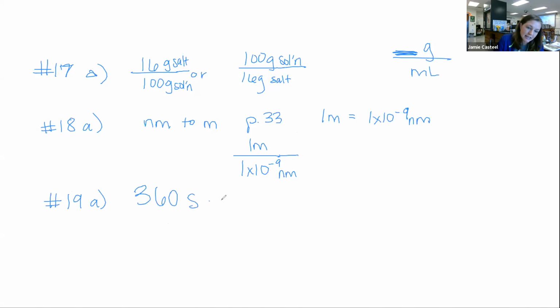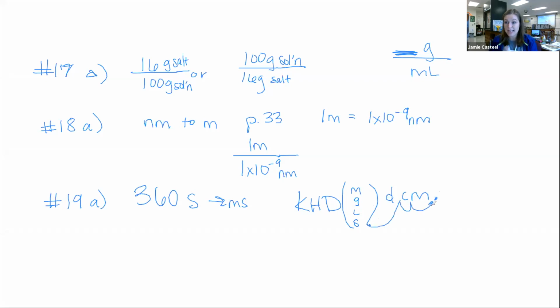360 seconds, and I got to go to milliseconds. Okay, so here we're going from seconds to milliseconds. So we're here, and we're going to here. So technically, I'm going to move my decimal 3 points to the right, and that's how you check yourself, okay? So my decimal starts here, keep that in mind. But we're going to do a dimensional analysis style.